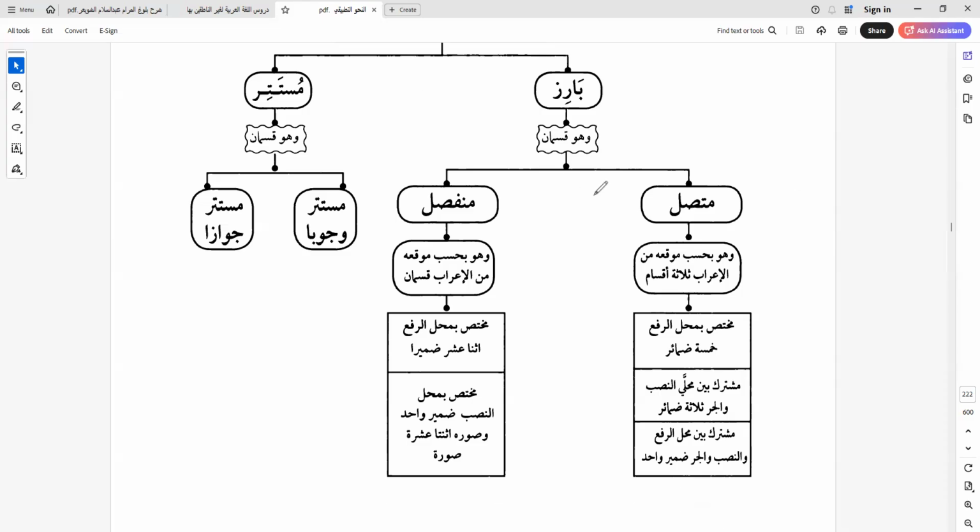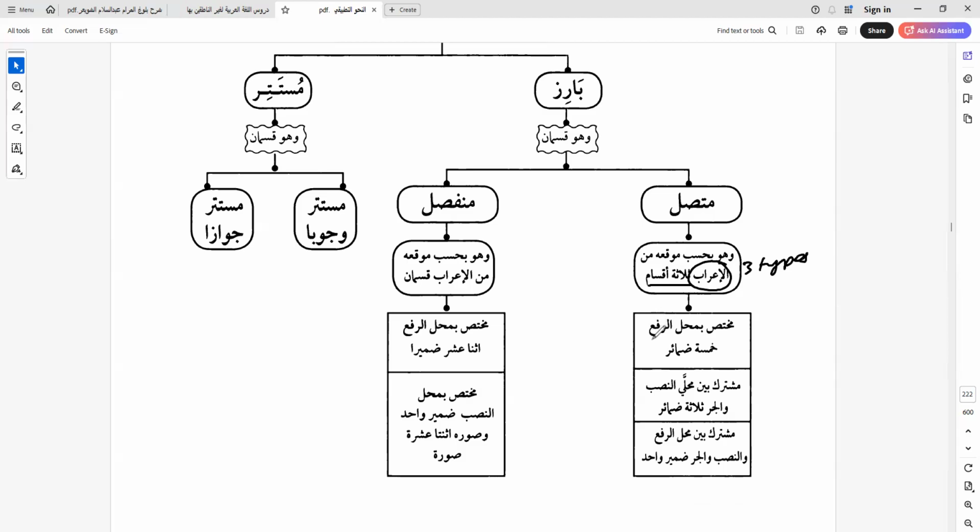So هو بحسب موقعه من الإعراب ثلاثة أقسام. So ضمير متصل, based on its position in the إعراب, is divided into also three types, right? So ضمير متصل is considered from the perspective of the إعراب.